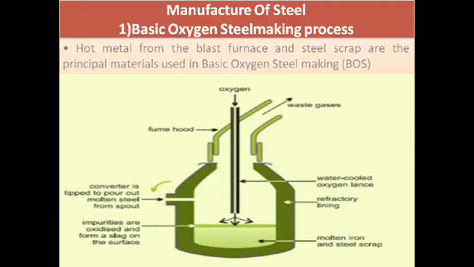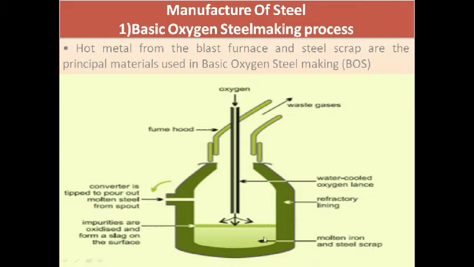In this process, the hot metal from the blast furnace and steel scrap, which is scrap steel, that is, damaged steel, are the principal materials used in basic oxygen steel making. So here is the diagram of the basic oxygen steel making process. At the bottom of this apparatus, there is molten iron and steel scrap.